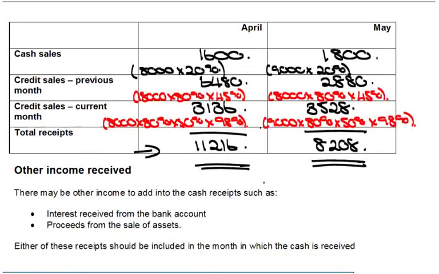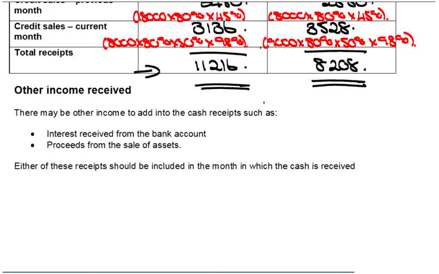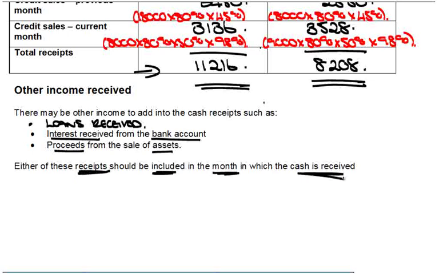Now, don't forget, we talked about other income as well. So other income you might receive, just a reminder here, interest received from the bank account or proceeds from the sale of assets. So you've sold a car or something in the year and you've got some cash come in. Also, don't forget loans received. So if you've taken out a loan with the bank, they may have given you £10,000, that's cash coming in. Anything like that, ensure the receipt is included in the month in which your cash is received, and then you shouldn't go too far wrong.